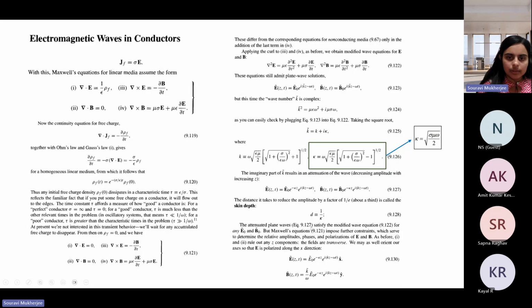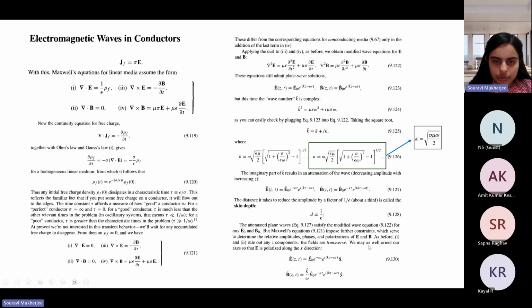Now, the attenuated plane waves also satisfy the modified wave equations, where the equations are modified by the presence of this conductivity term. If you again look at this expression, they would impose further constraints. These constraints come from these wave equations and the fact that the waves are always transverse.